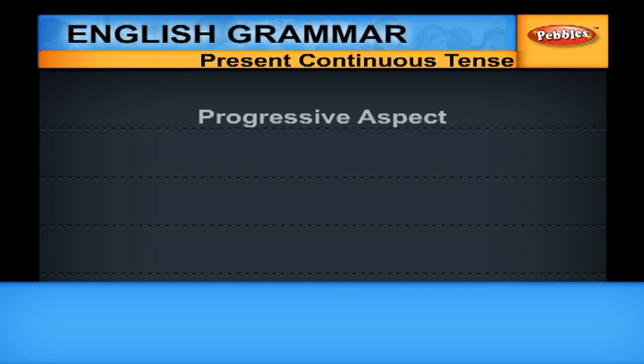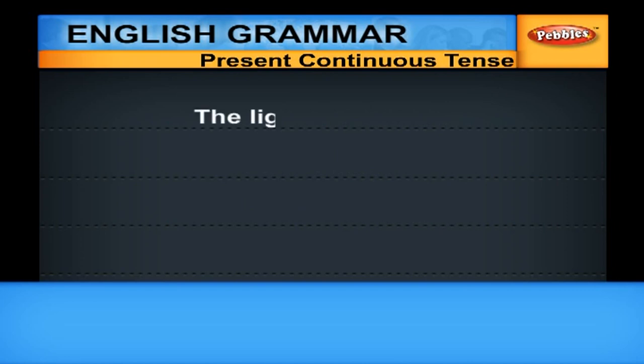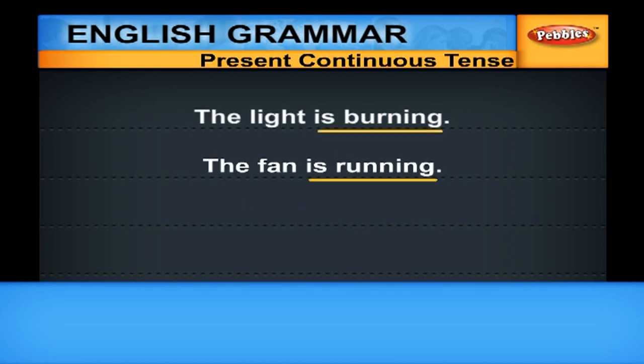As the name indicates, a progressive aspect tells you about an action that is progressing, that is going on. I am talking. You are listening. The light is burning. The fan is running. She is coming. So, when you are talking about an action in progress, you have to use ing form.